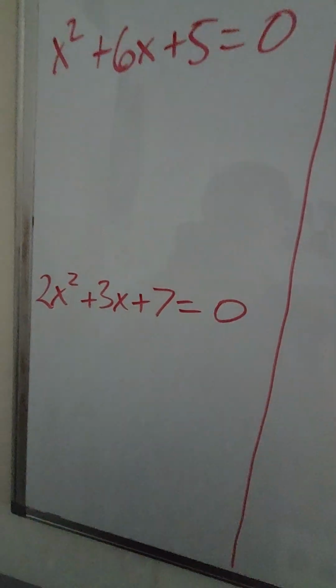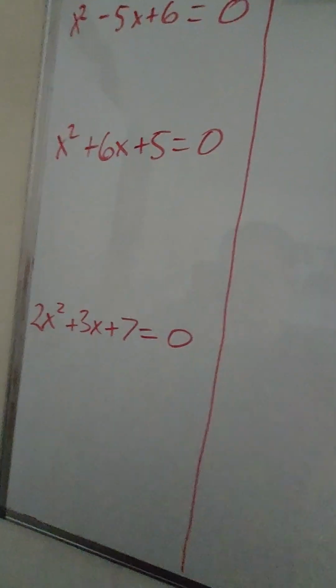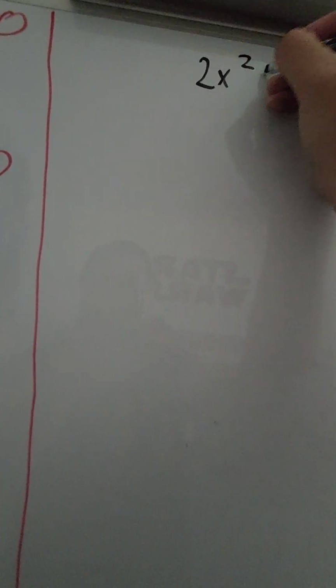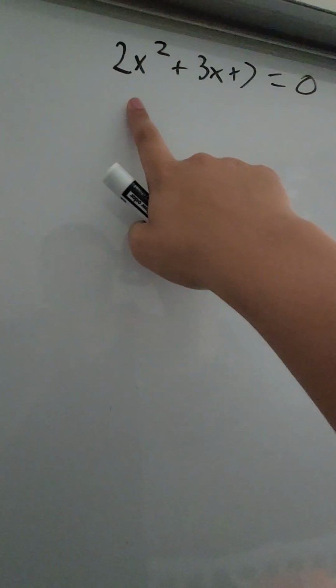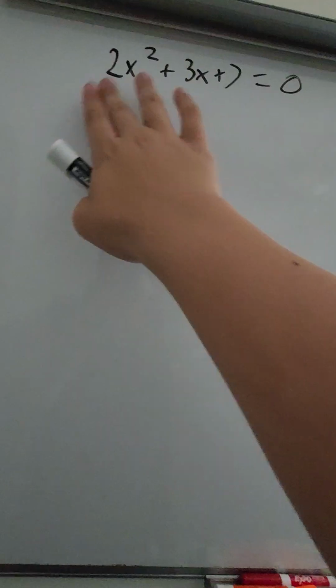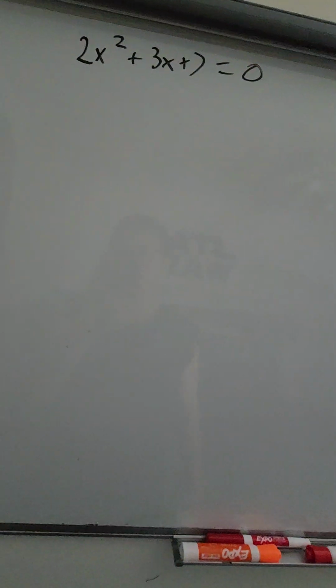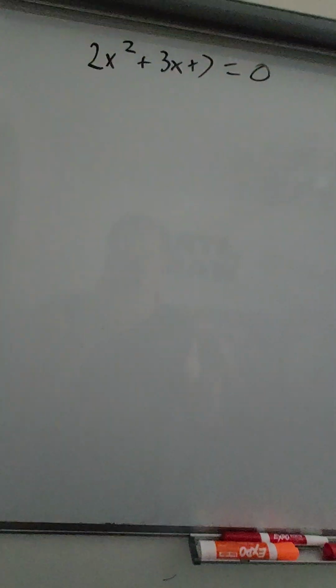Lastly, we have this one, and this is probably the most familiar one that you like. If all else fails, quadratic formula. So here we have 2x squared plus 3x plus 7 is equal to 0. Quadratic formula can be used anytime. If you have ax squared plus bx plus c, you can use quadratic formula. So if there's a number in front of the x squared, you can use quadratic formula.